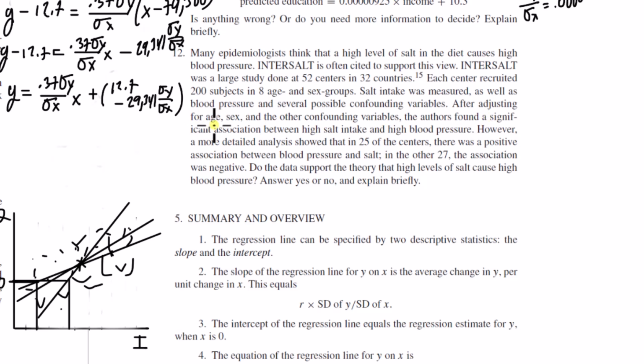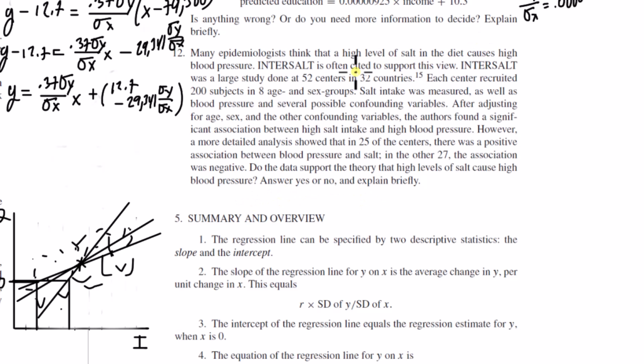After adjusting for age, sex, and other confounding variables, the authors found a significant association between high salt intake and high blood pressure. However, a more detailed analysis showed that in 25 of the centers, there was a positive association between blood pressure and salt. In the other 27, the association was negative. Do the data support the theory that high levels of salt cause high blood pressure? Answer yes or no and explain.